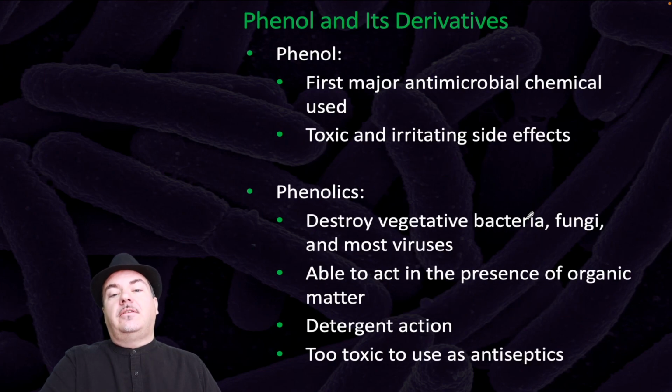Next we have phenol and its derivatives. Phenol is the first major antimicrobial chemical used, however it has toxic and irritating side effects. Phenolics destroy vegetative bacteria, fungi, and most viruses. They're able to act in the presence of organic matter. They have detergent action, and they're too toxic to use as antiseptics.